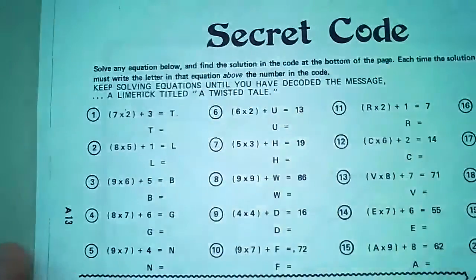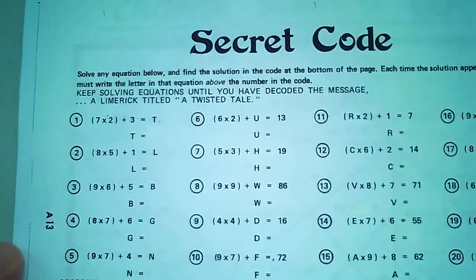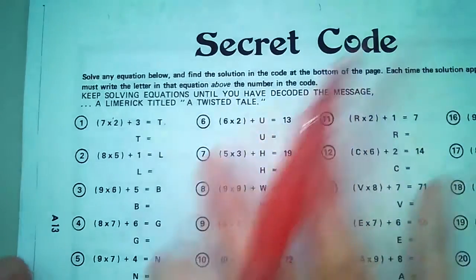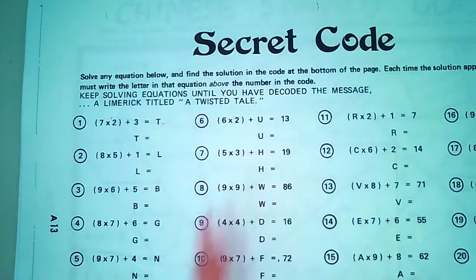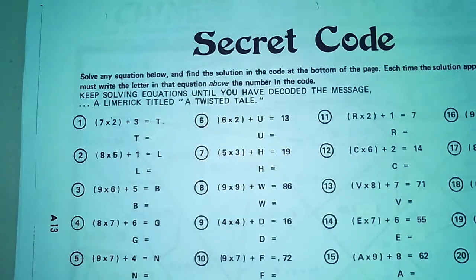This is just reinforcing our division and multiplication connections, as well as making it into a secret code or a little puzzle here. It's a limerick that's a twisted tail. As always, you do the brackets first, and then you do the addition to find our answer.